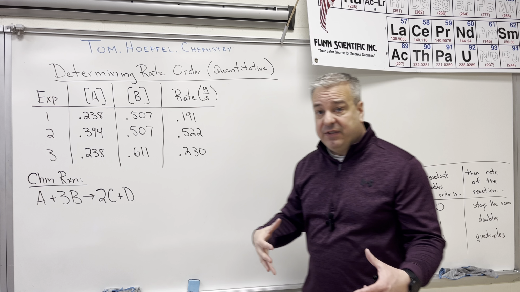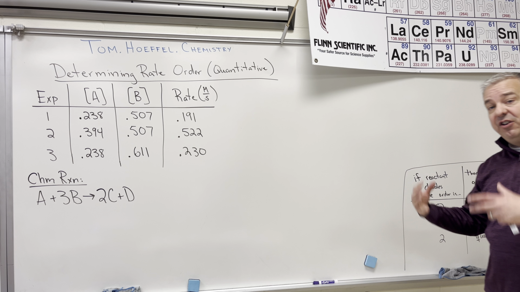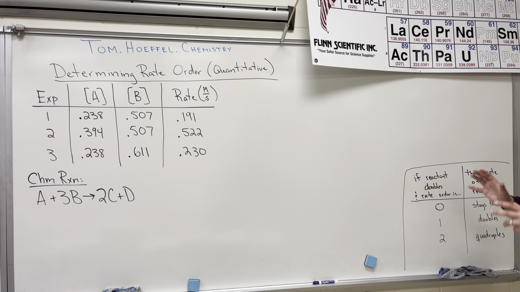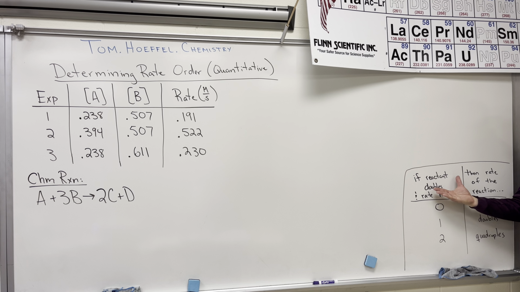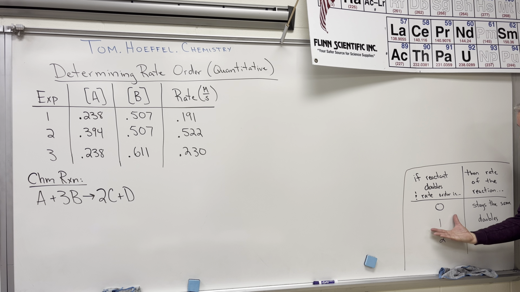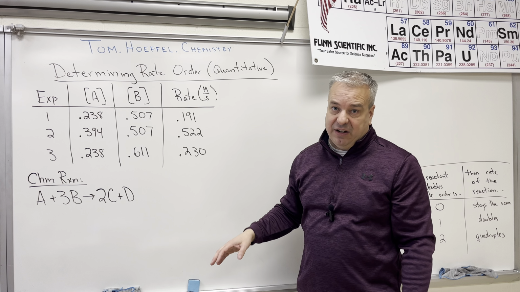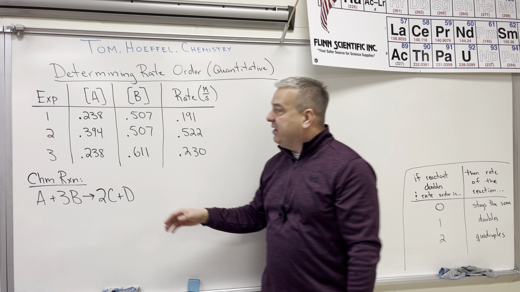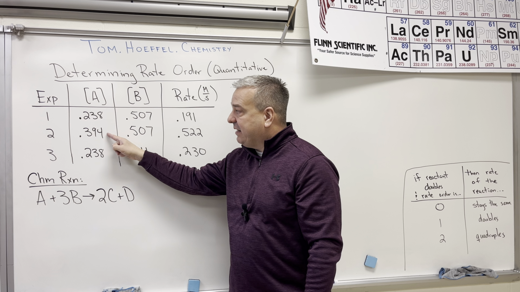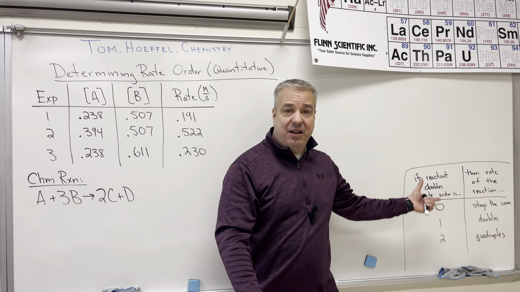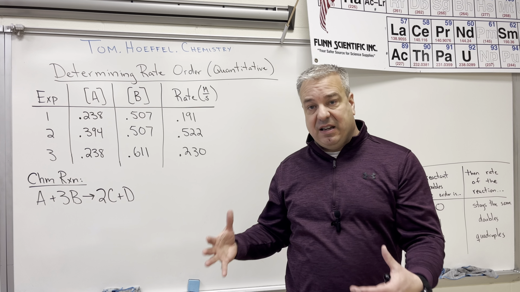In yesterday's video, we learned how to figure out the rate order qualitatively by using this chart over here, where if the reactant doubles and a certain thing happens to the reaction rate, we could determine if it's zero order, first order, or second order kinetics. The numbers we're using today are more challenging, and we can see that the reactant isn't doubling. So we can't use this chart, but there is another way.